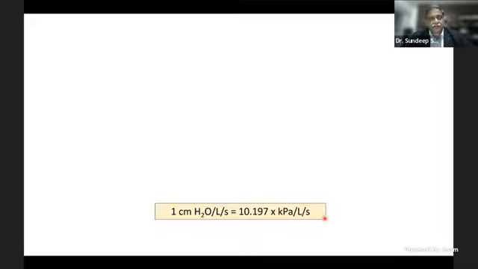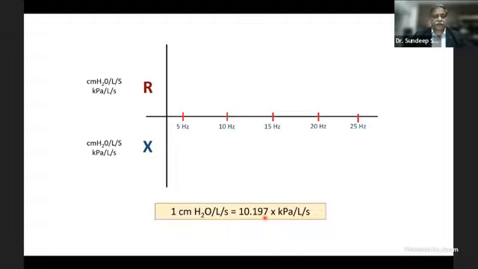Now, there are some devices that give you values for resistance and reactance, either in centimeters water per liter per second or in kilopascals per liter per second. If you're using an impulse oscillometer, it gives you values in kilopascals per liter per second. If you're using the Tremoflo or the Indian Antlia device, it will give you values in centimeters water per liter per second. Here is a simple formula for conversion from centimeters water to kilopascals. Okay, as simple as that.